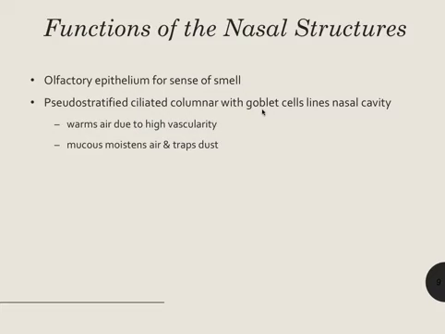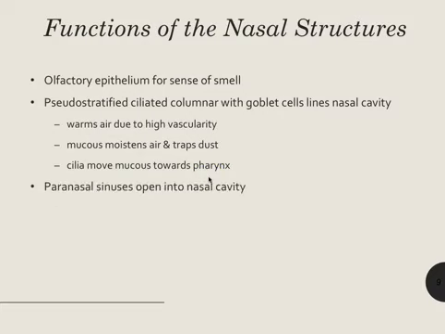is to basically help moisten and warm the air. The mucus is also going to help trap dust particles. If you've ever been out in one of these dust storms out here, if you come in and you're blowing your nose, you'll blow out a lot of sand and stuff. Okay. The cilia are going to help move mucus toward the pharynx, toward the back of your throat, so you can either swallow that or you spit it out, right?